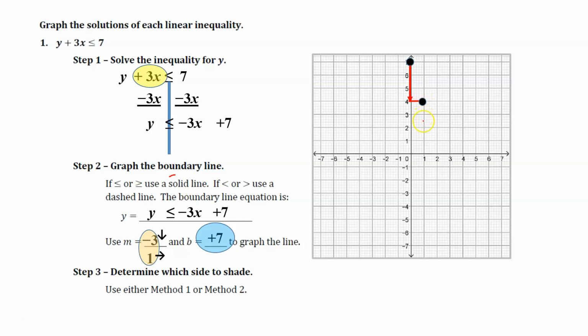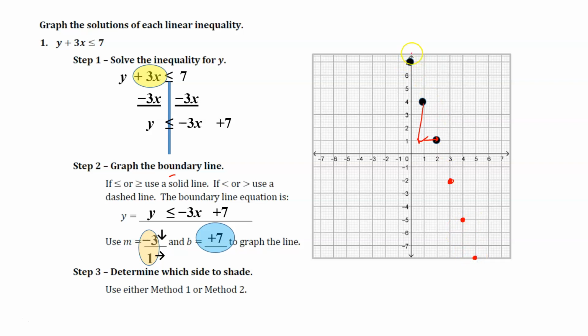We'll do the same thing going down 3. Sorry about that. And over 1. That was really bad, by the way. But you get the idea. We'll go down 3 and over 1 and keep creating points. Down 3, over 1. Down 3 and over 1.